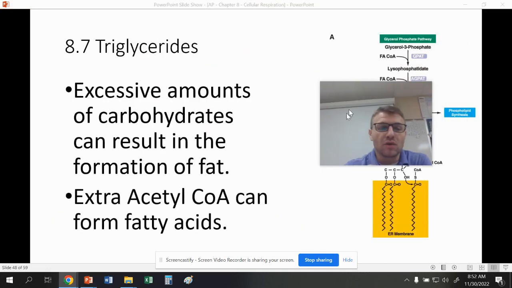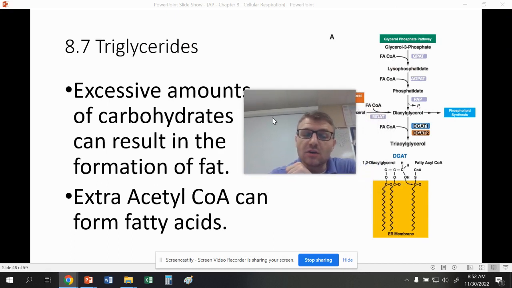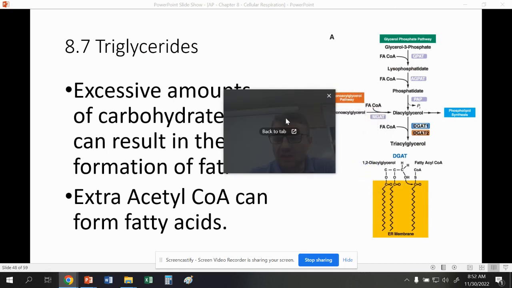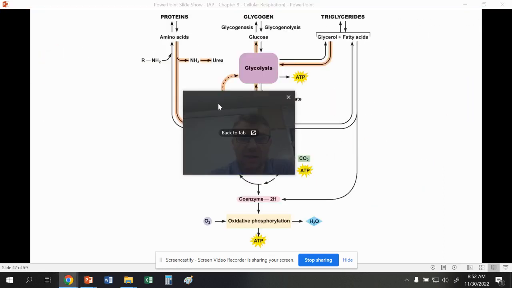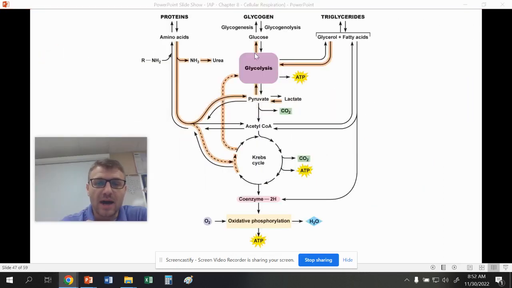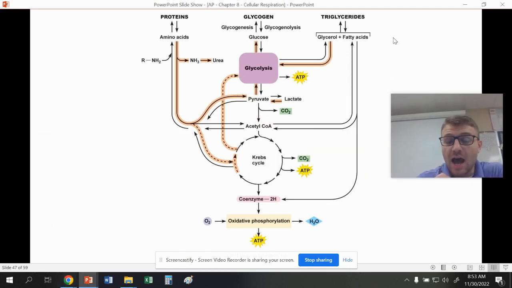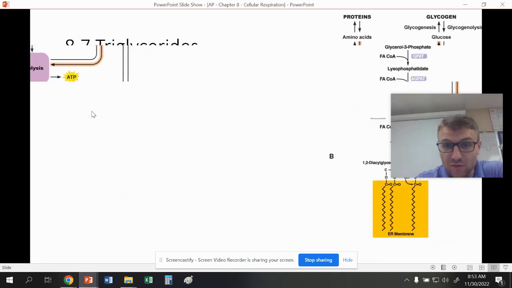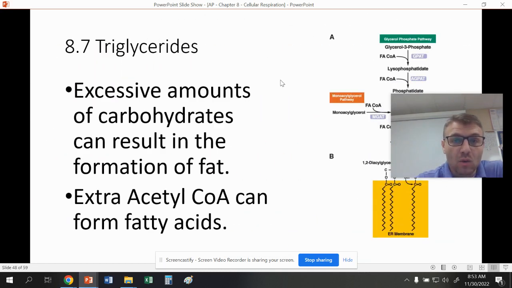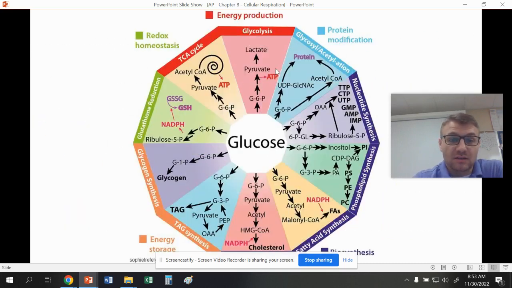Excess amounts of carbohydrates will then be formed into fat. The extra acetyl-CoAs can form these fatty acids, and I can go back here and show you what that looks like. You can see here, if you have too much glucose, it can go back and make glycogen to store for later. Same thing with the excess molecules in glycolysis and the acetyl-CoAs, they can be formed into triglycerides. This is a way that your body regulates how much food you take in and how much fat you store, because it needs to either store it for later for whenever you don't have enough to eat, or use it when you don't have enough to eat.